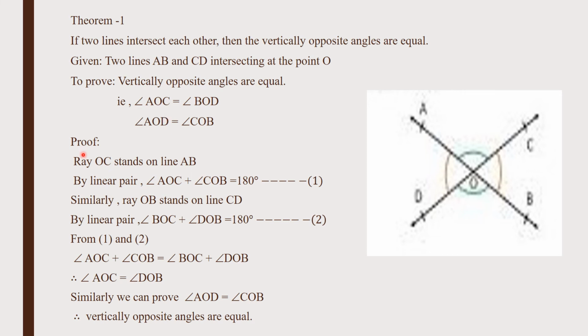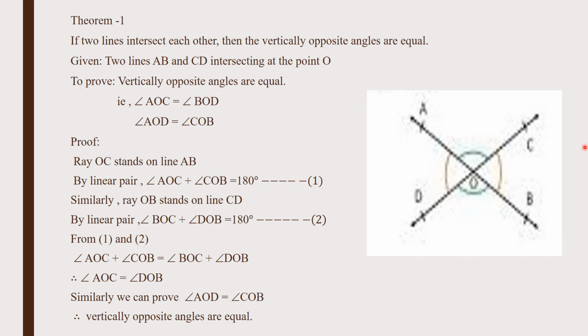Finally, we move on to our final step, proof. We can see a line AB and a ray OC on it. So we write ray OC stands on line AB. By the condition of linear pair, we can say angle AOC plus angle COB equal to 180 degrees. Let us mark this as equation number 1.